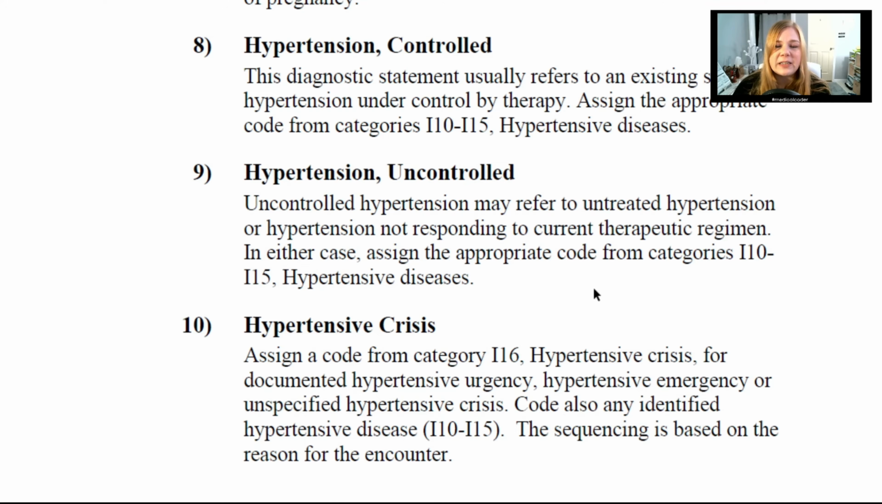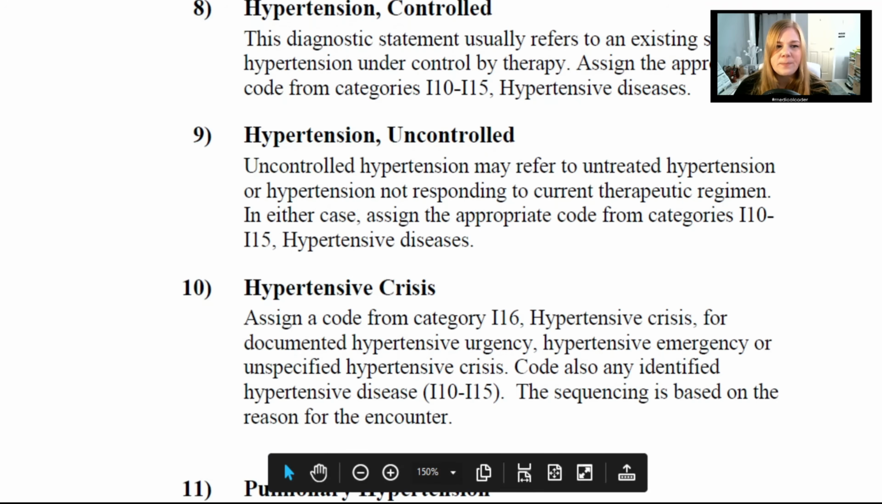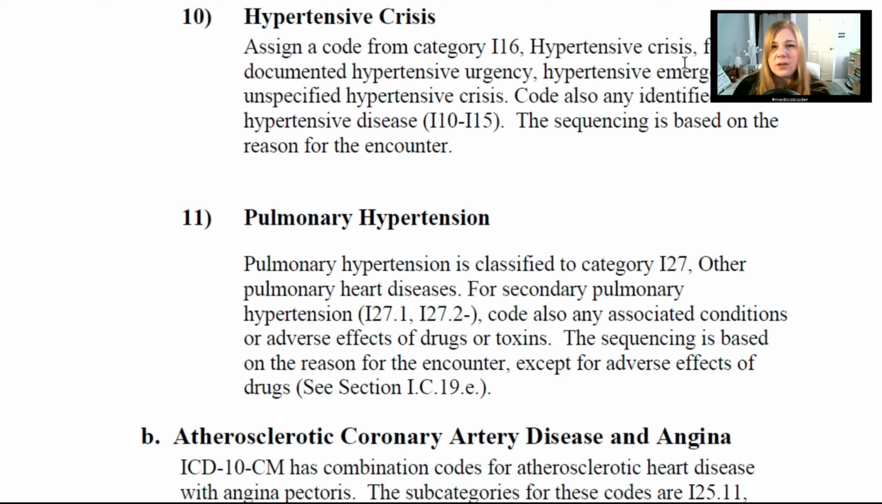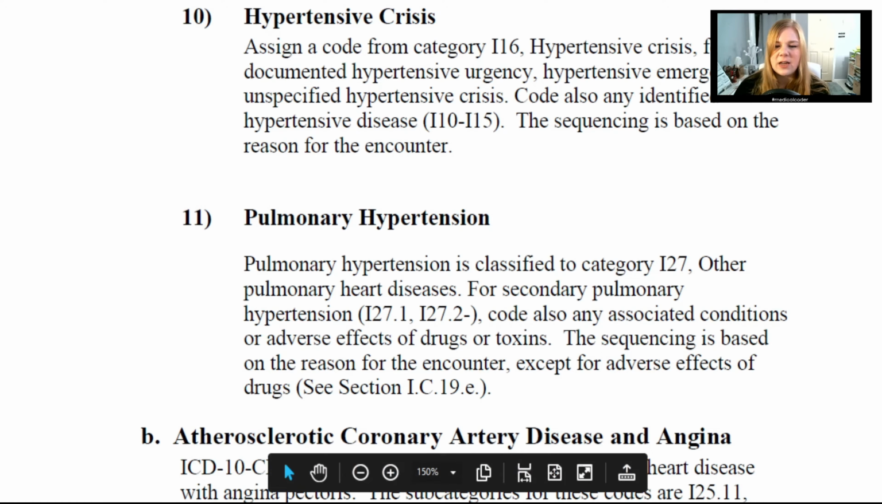Hypertension controlled, that diagnostic statement usually refers to an existing state of hypertension under control by therapy, so we would assign whatever the appropriate code is from categories I10 through I15 for our hypertensive diseases. Hypertension uncontrolled may refer to untreated hypertension or hypertension not responding to therapeutic regimen. In either case, same thing, we assign whatever the appropriate code is from I10 through I15 for hypertensive diseases.